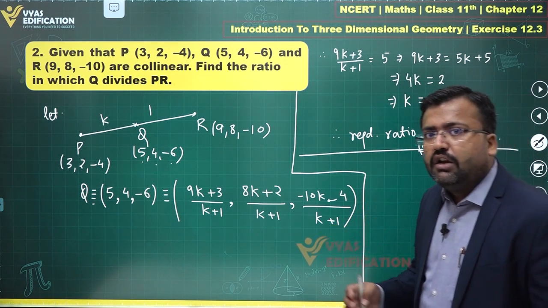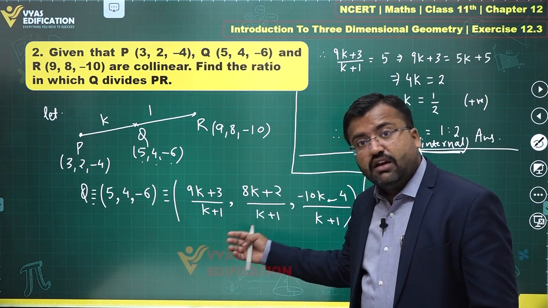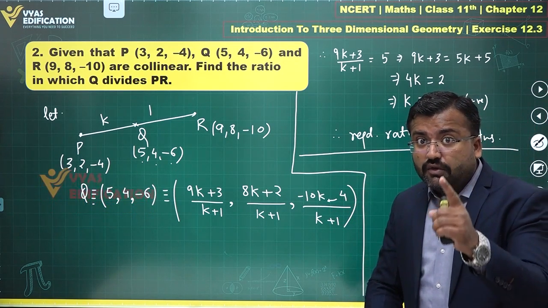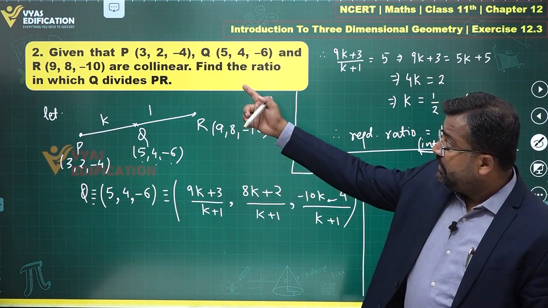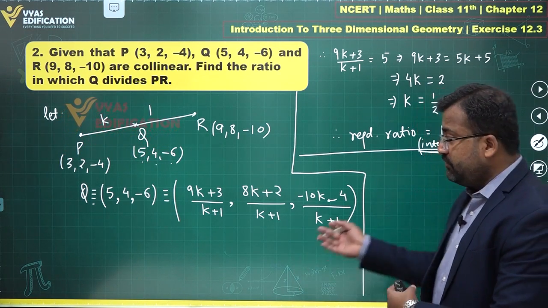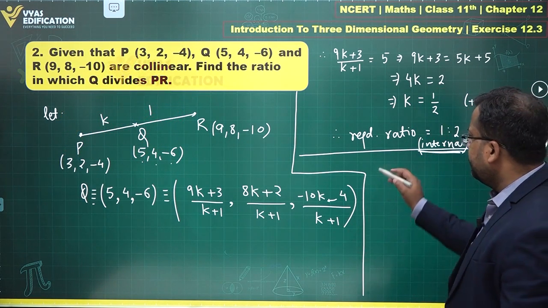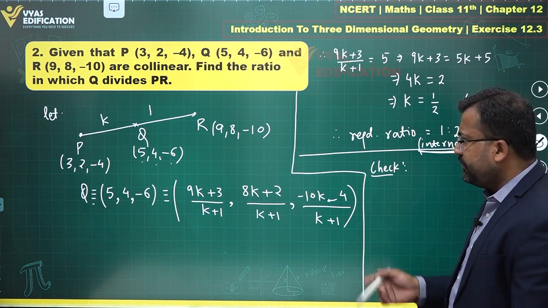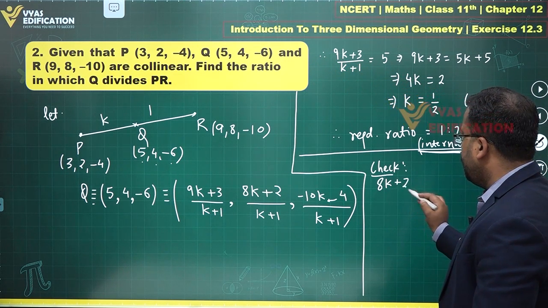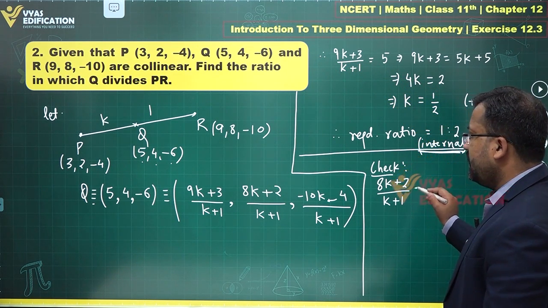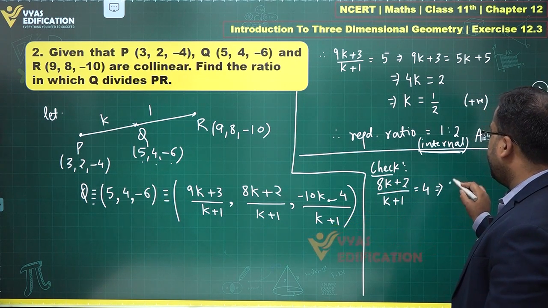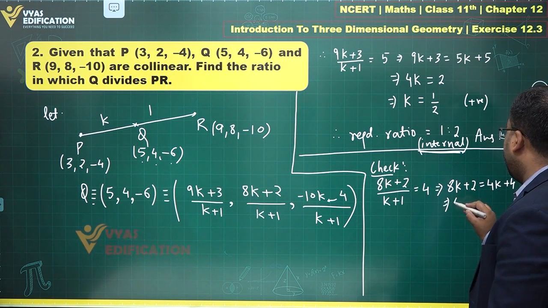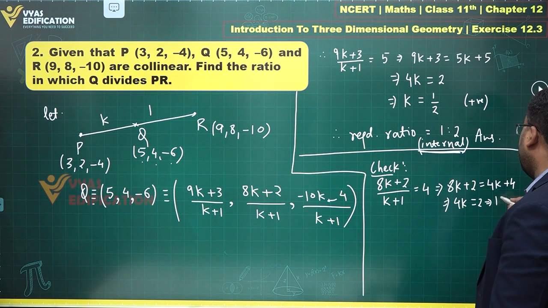Should we check the values of k for y and z coordinate? They should come the same, right? They should also come 1/2. If they are not 1/2, then there's something wrong in the question. Yes. Okay. So let's move on and check. The question is solved. We have already done and attempted the complete question, but let's check. 8k plus 2 upon k plus 1 is equal to 4 tells me that 8k plus 2 is equal to 4k plus 4. That tells me 4k will be equal to 2 or k will be equal to 1/2.